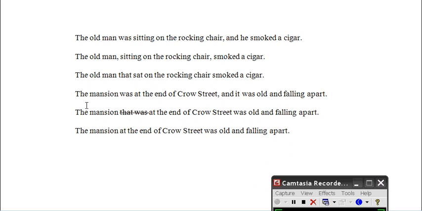Here's another example. The mansion was at the end of Crow Street, and it was old and falling apart. This is an example of a sentence that's even easier to write. That is, these kinds of compounds just come second nature to us, and it seems like we write a lot of them if you're not paying attention to what you're writing. And that's fine. I mean, you want to get used to writing your first drafts without being littered with a bunch of compound sentences like this.